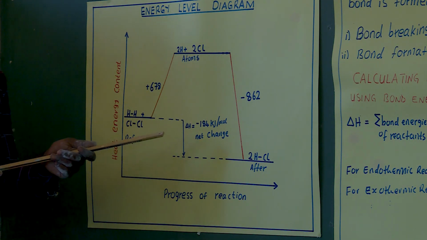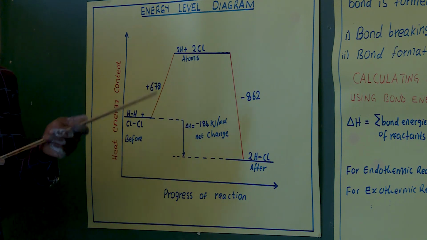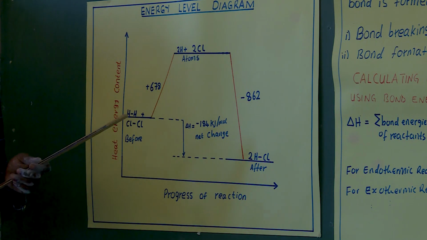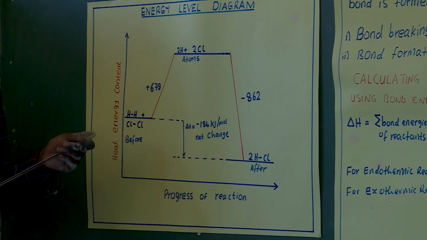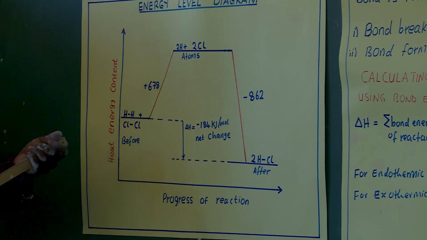we have to release 184 kilojoules of energy to form 2 moles of hydrogen chloride gas. Are we okay? Yes. Okay.